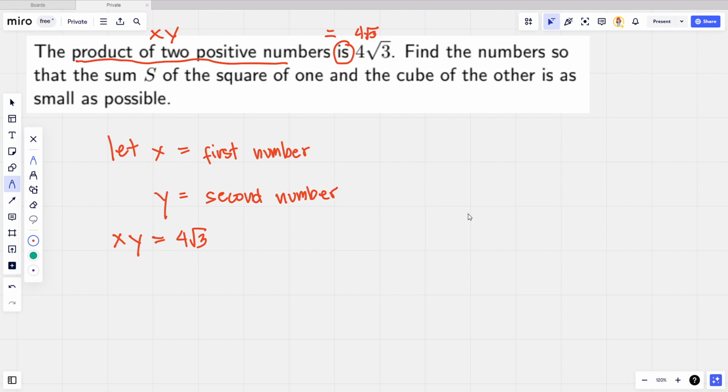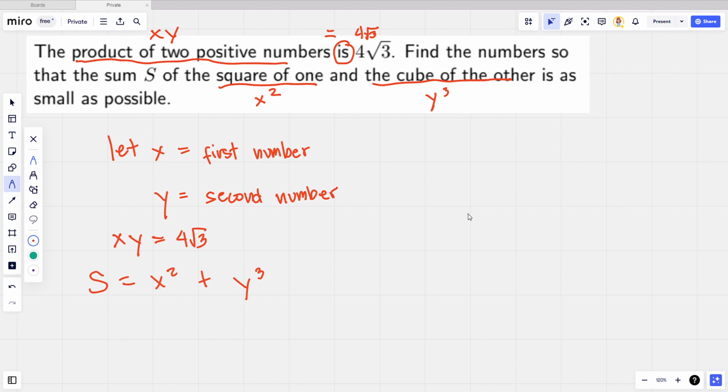Now we are asked to find the numbers, x and y, such that the sum of the square of one number, let's say x squared, and the cube of the other, y cubed, is minimized. So S is equal to x squared plus y cubed, since we're talking about the sum of the two.